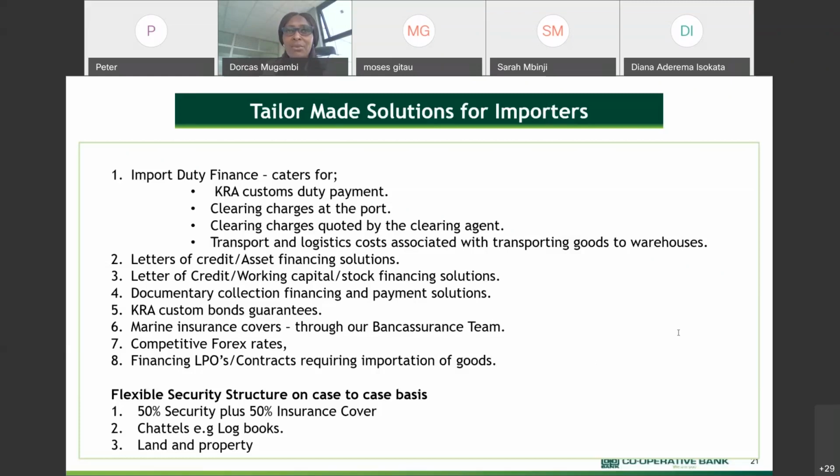I request that maybe we can pick your number so that we can have a discussion and see how we can support you on that. LPO financing is something we do.